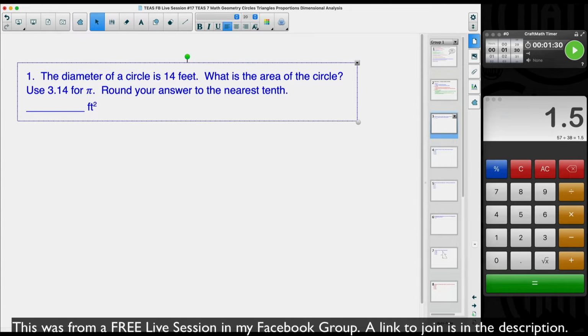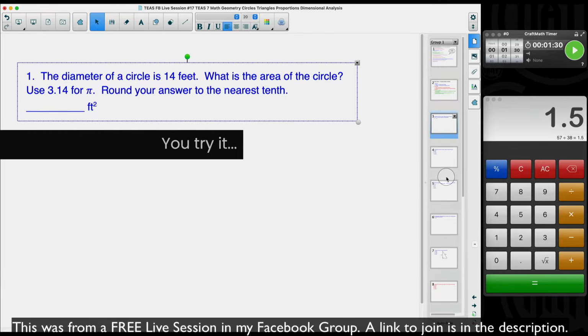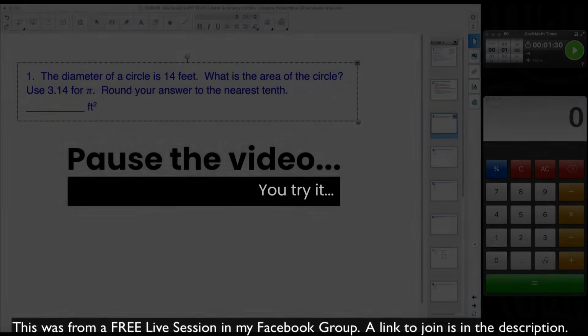I'm going to mute myself. This is a fill in the blank. Pay attention to the instructions. And again, feel free to submit your answer in the chat. Let's go ahead and get started.